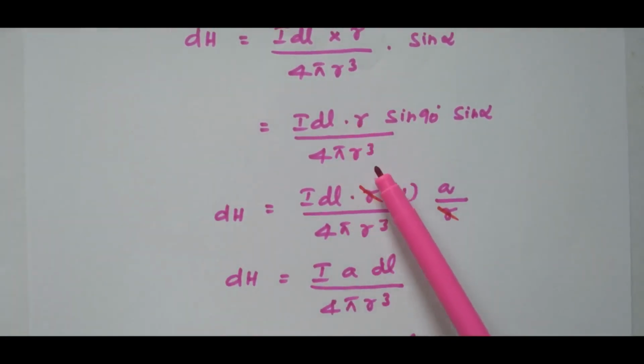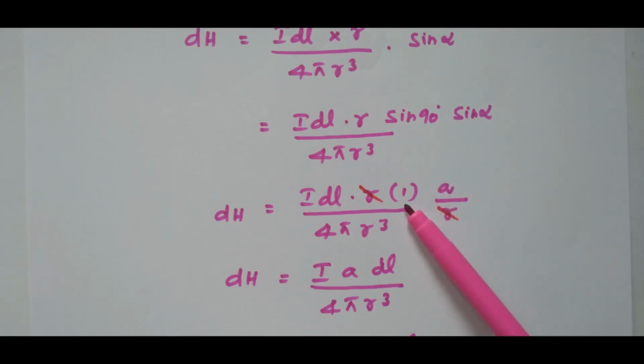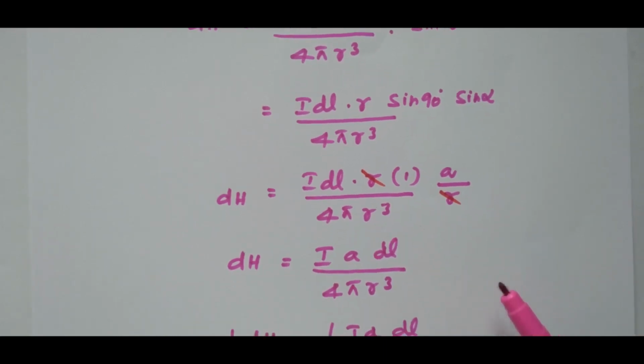Now here R cube is available. Here this sin alpha is replaced by A by R. From the triangle we calculated sin alpha equal to A by R. So this R got cancelled. Sin 90 is 1. So finally what we have? I into A into dl, IA dl divided by 4 pi R cube. So this is due to only small current element. This dH is the magnetic field intensity due to small current element.